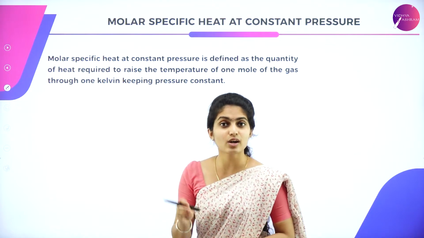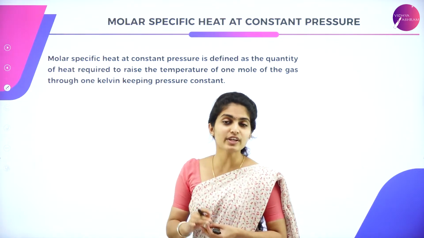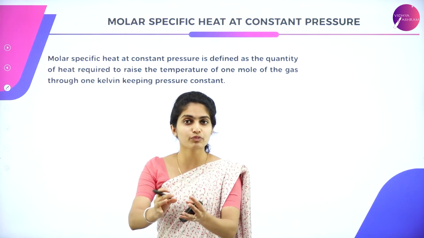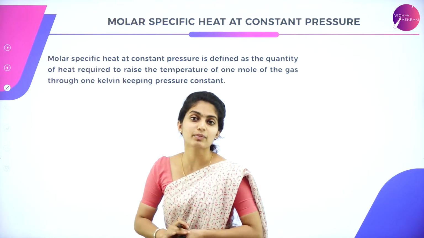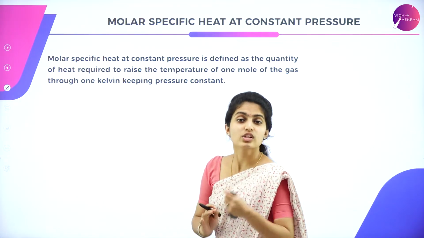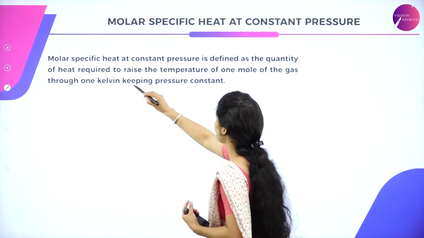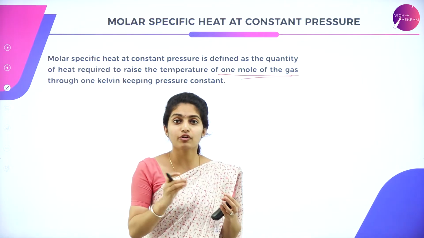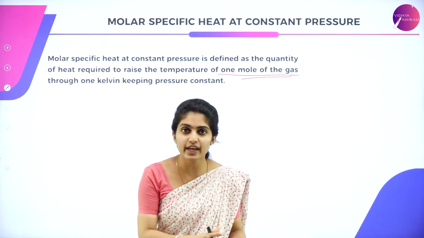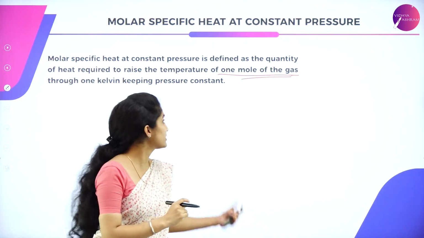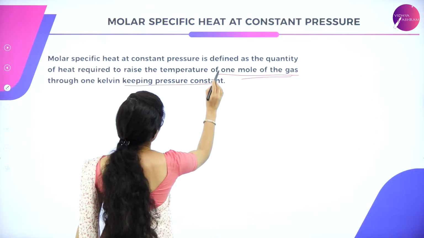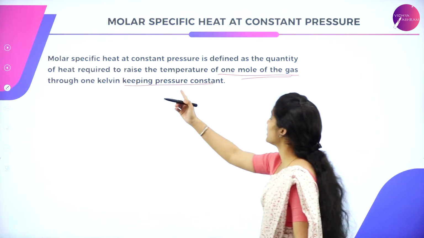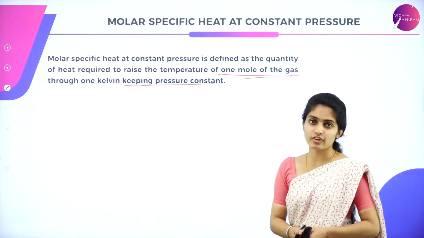Here we consider molar specific heat. There we considered unit mass of a gas, so just discard the unit mass of a gas and introduce the mole. That is, here you are considering 1 mole of a gas. The heat required to raise the temperature of 1 mole of a gas through 1 Kelvin, keeping pressure constant, is said to be molar specific heat at constant pressure.